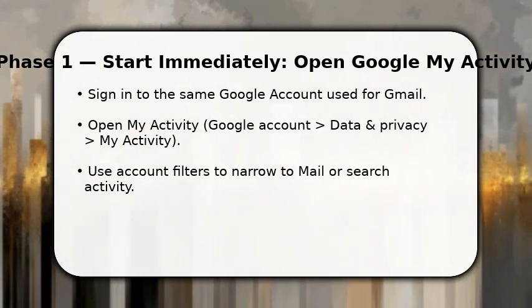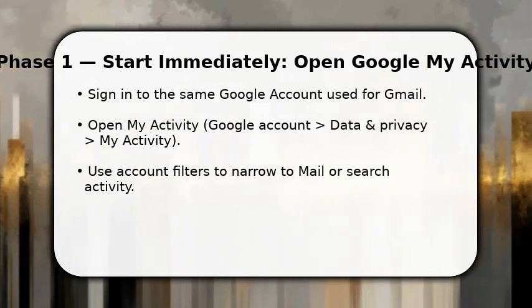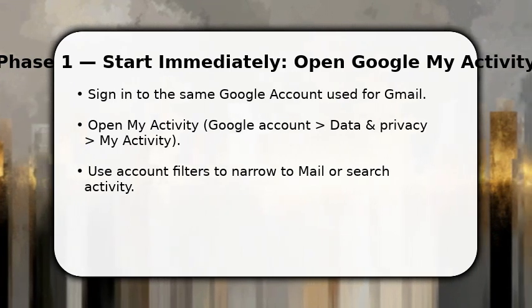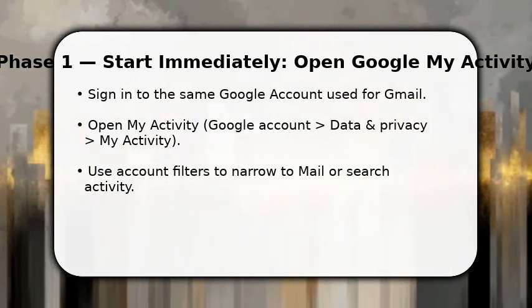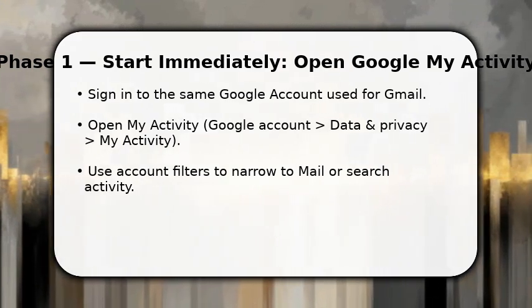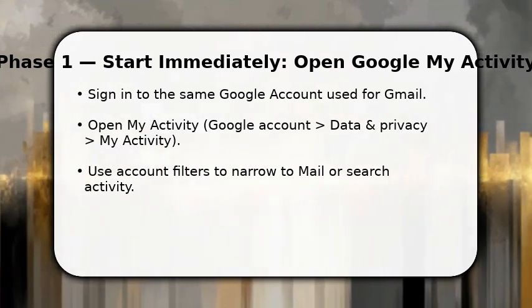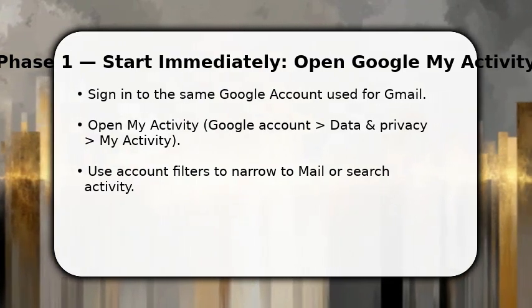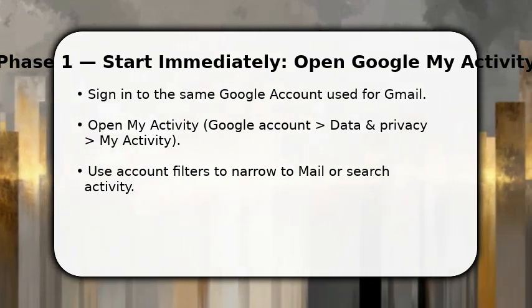Make sure to use the account selector at the top if you manage multiple accounts, and immediately choose filters by date and product. This lets you target Gmail-related activity versus broad web searches. Start filtering now so you see only relevant records. Don't waste time toggling other settings.